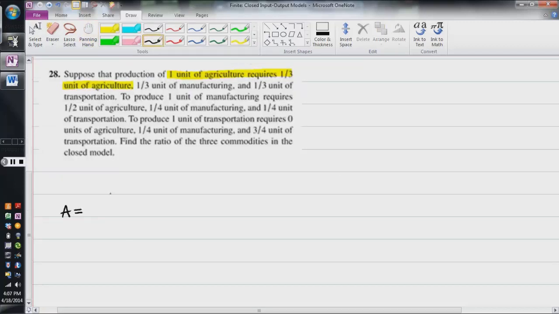Matrix A says that to create 1 unit of agriculture, we need 1/3 of a unit of agriculture, 1/3 of a unit of manufacturing, and 1/3 of a unit of transportation. And what I'm looking at is just this first sentence. The second one, to produce 1 unit of manufacturing, requires 1/2 unit of agriculture, 1/4 unit of manufacturing, and 1/4 unit of transportation. So I'm just going to fill this into our matrix.